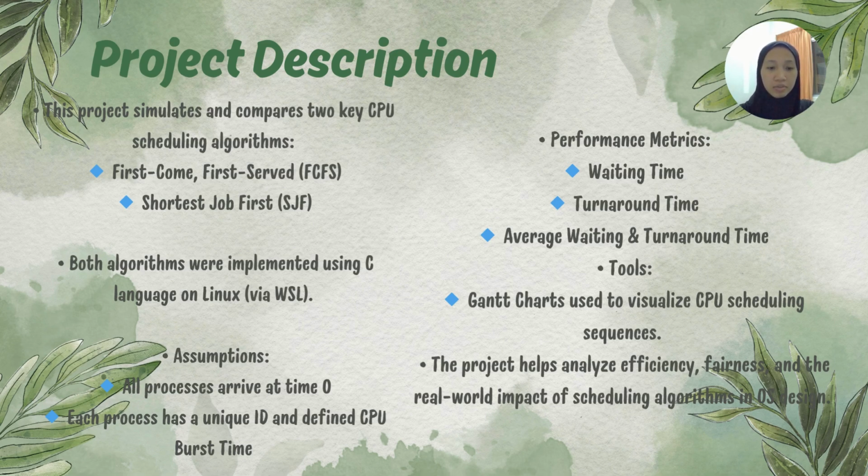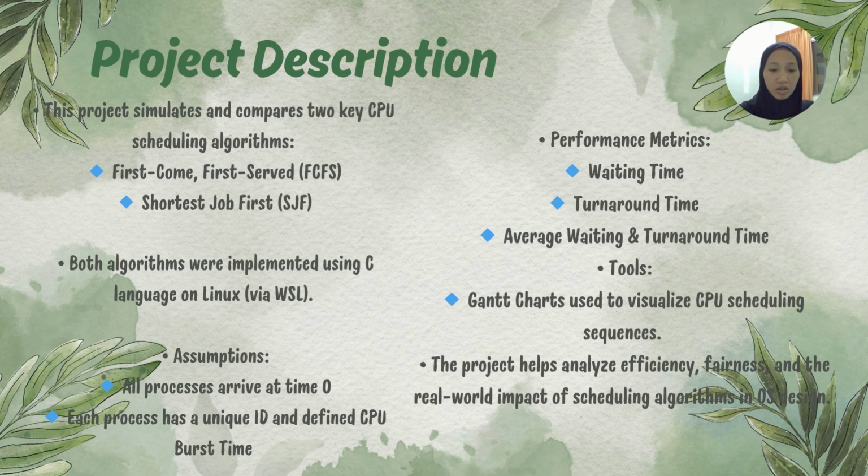For the project description, this project simulates and compares two key CPU scheduling algorithms. The first one is first come first serve, FCFS. The second one is shortest job first, which is SJF. Both algorithms were implemented using C language on Linux via WSL.